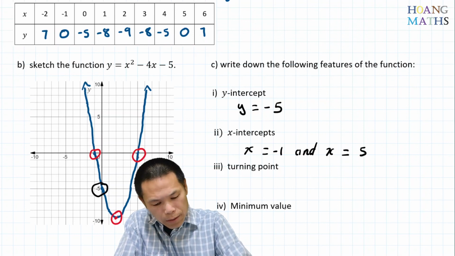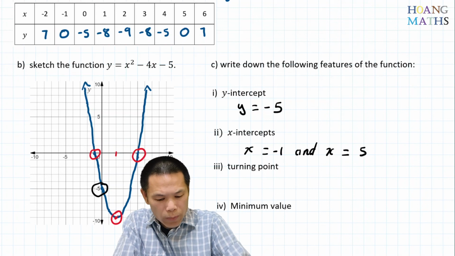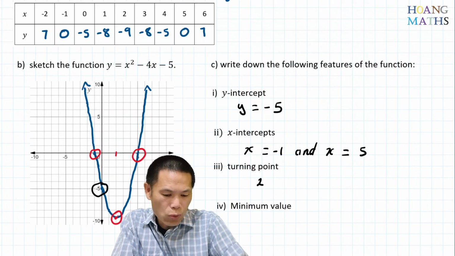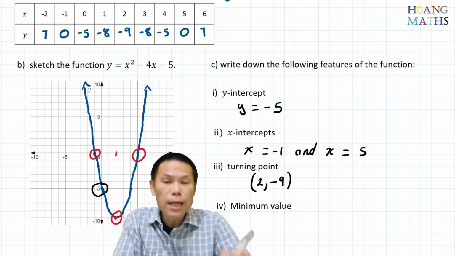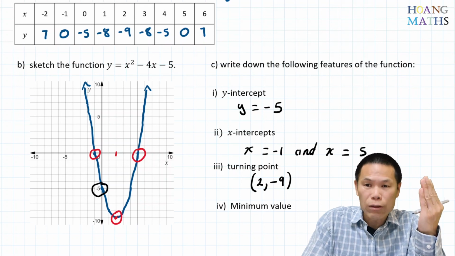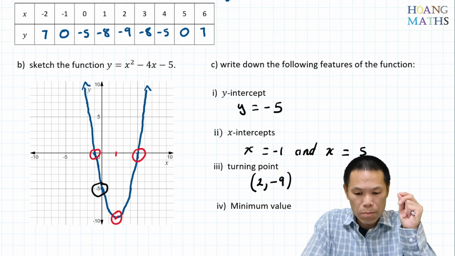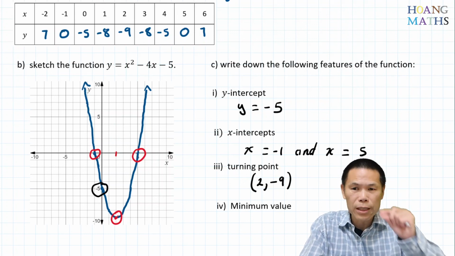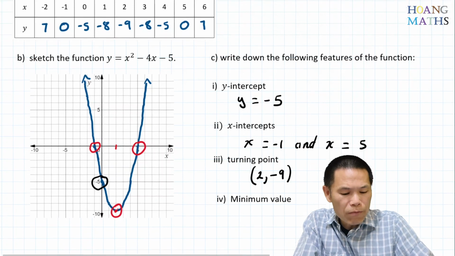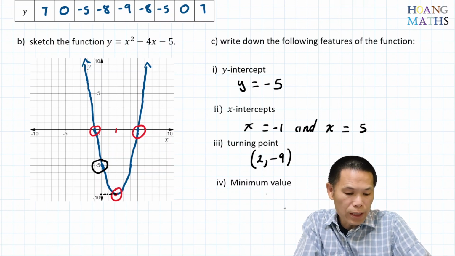So at this point here, x is equal to 2. So when x is 2, y is negative 9. So 2, negative 9. That is the turning point. Now the minimum value. For this graph here, the smallest value, the minimum value is negative 9. Because the turning point will tell you the minimum value in this case, because the graph is upright. So the minimum value is the y value here. Okay, that's the smallest value for y. So therefore, the minimum value is y is equal to negative 9.